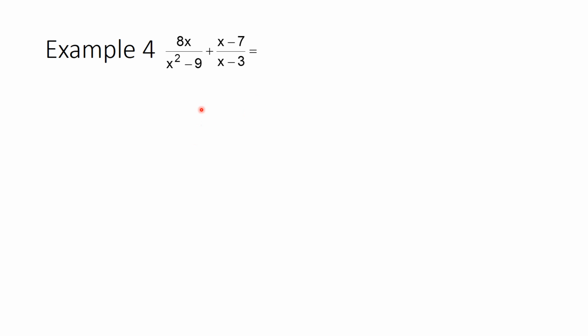Okay, here's our next example. I want to start by factoring the denominators to see if I can match them up. Alright, so the one part that this right fraction is missing is the x plus 3 in its denominator. So that's what I will multiply both the numerator and the denominator by.